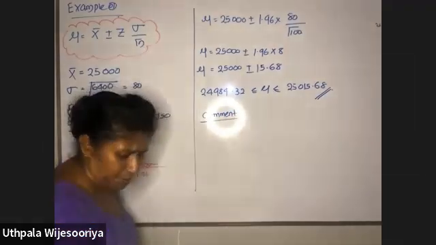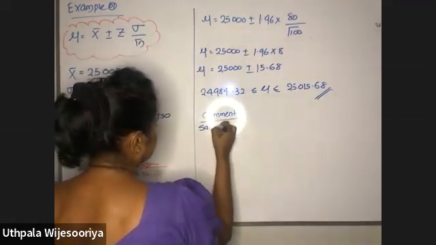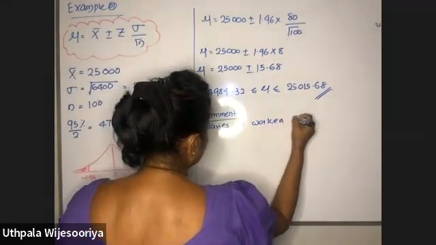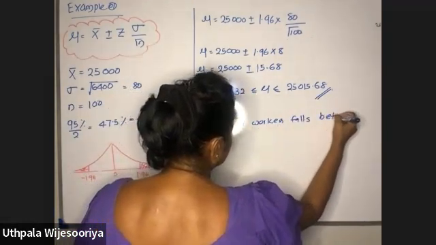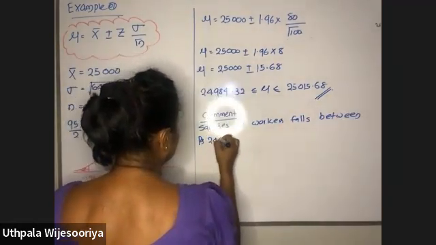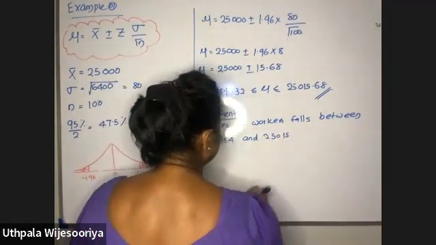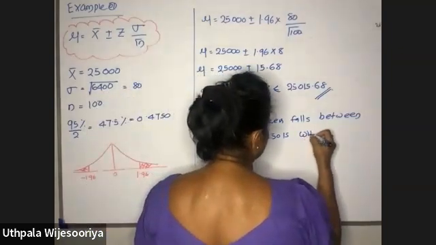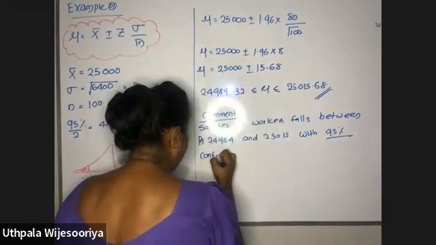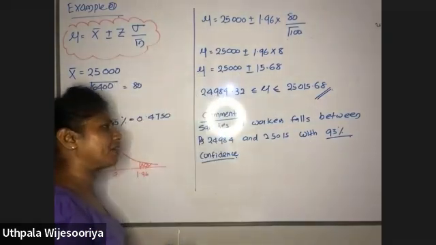Salaries of workers, look at what I have written. Salaries of workers falls between 24,984 rupees and 25,015 rupees with 95% confidence. You have to write this. So there is a 5% chance, which means there is about a five percent possibility that this can be wrong.